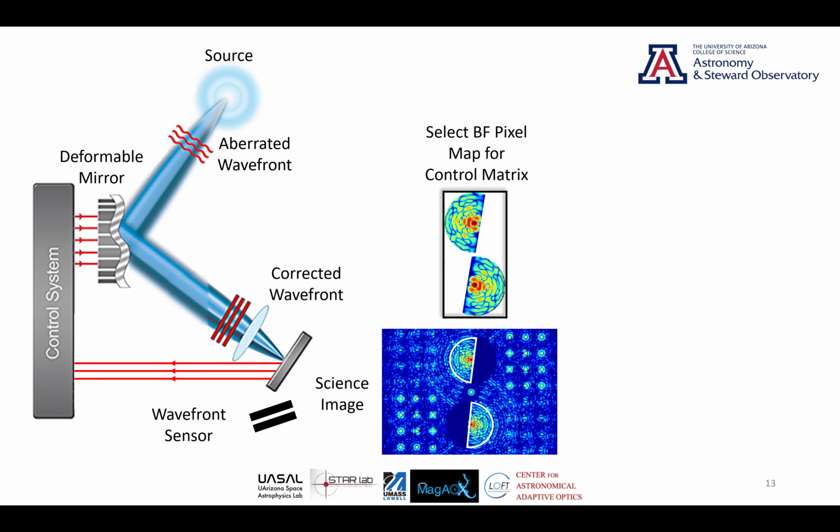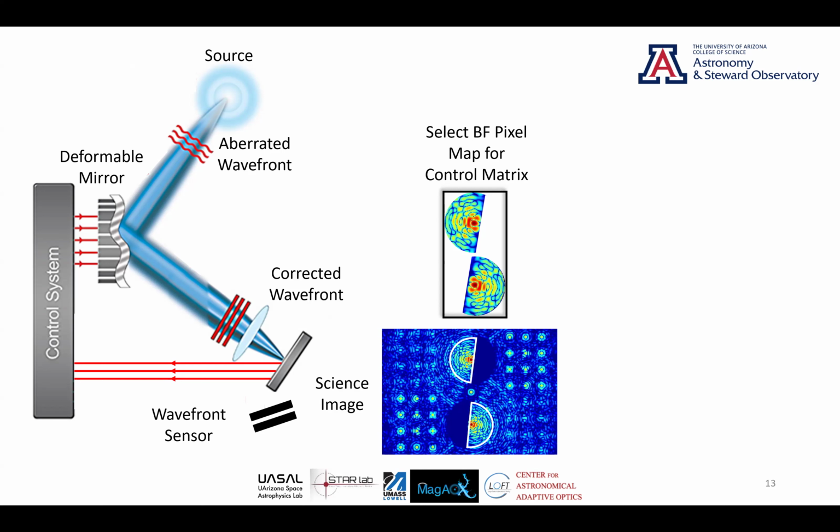So it has a natural outer bound, be it either the outer working angle of your coronagraph or the control radius of your deformable mirror. There's no reason to sense anything outside of the region in which you could correct. So it has a natural outer working angle. The inner working angle, it's a bit futzy.